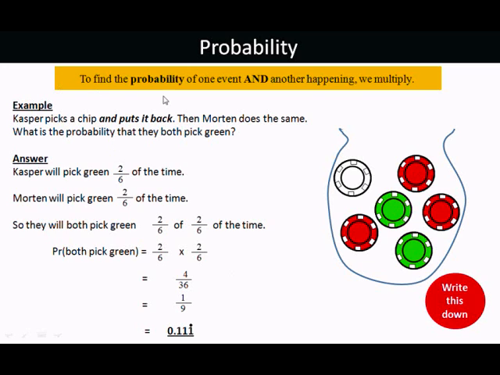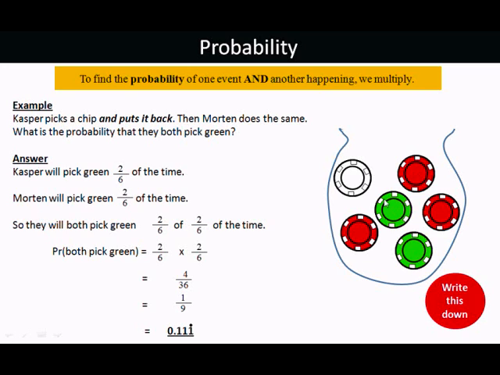Now it's less obvious to see that to find the probability of one event and another happening, we multiply. So for example, Casper picks a chip and he puts it back. Morton does the same. What is the probability that they both pick green? Well, Casper's got 6 chips to pick from, and 2 of them are green, so he's got a 2/6 chance of picking a green, so he'll do it 2/6 of the time on average.